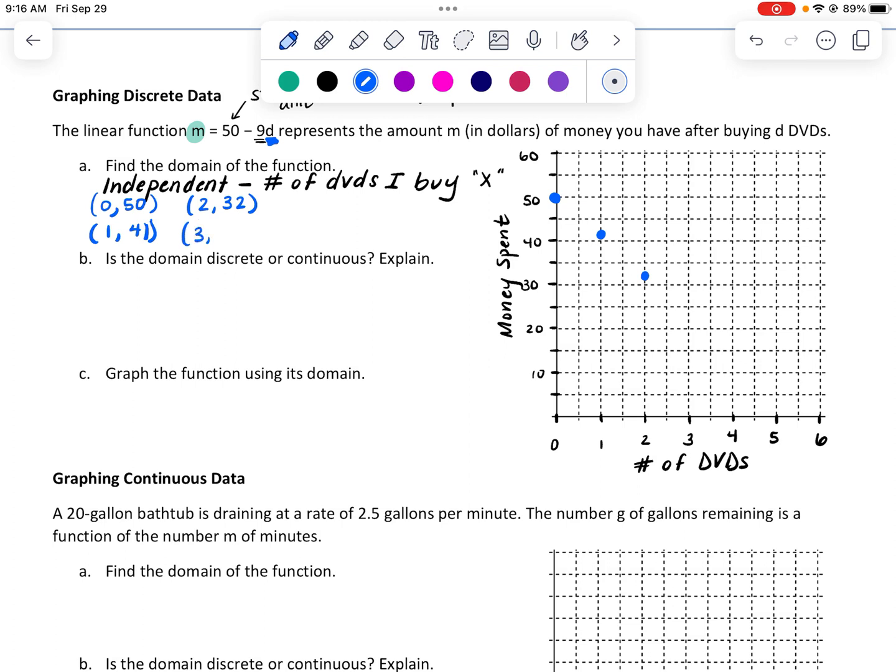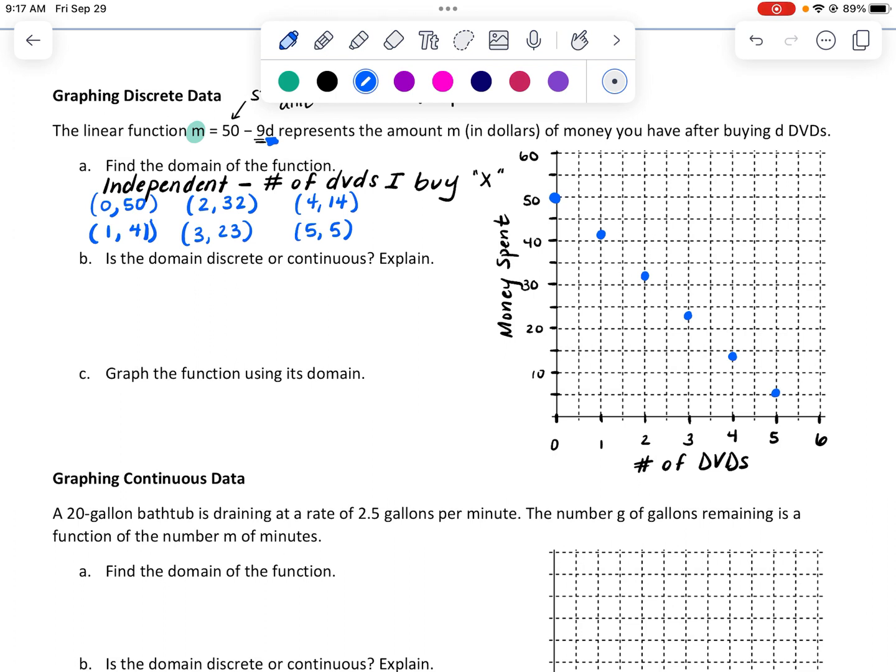If I bought 3 DVDs, and I'm just going to continue this pattern, right? So 3 times 9 is 27. 50 minus 27 is $23. So 3 DVDs, I would have $23. 4 DVDs, 4 times 9 is 36. 50 minus 36 is $14. Okay, and then if I bought 5 DVDs, I would have $5 left.